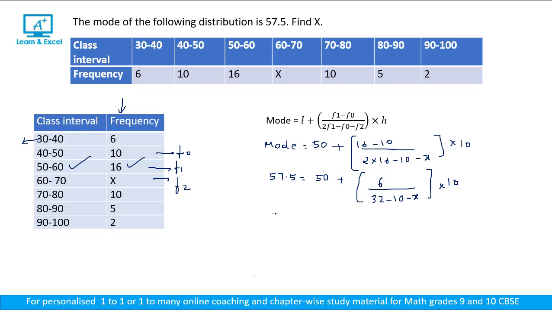So we'll have 7.5 equal to 60 upon 22 minus x. So let us solve this. We will get 165 minus 7.5x equal to 60. So 7.5x equal to 105. So here x equal to 14. So the missing frequency for the class interval 60 to 70 is 14.